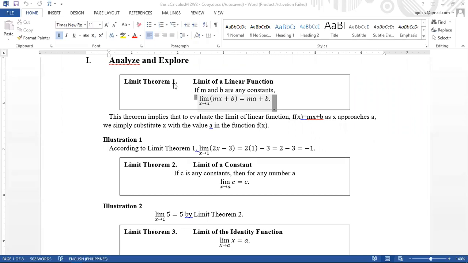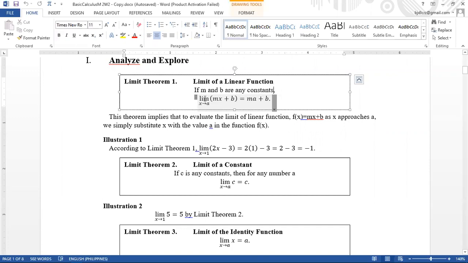Okay, for limit theorem 1, the limit of a linear function. If m and b are any constants, then the limit of mx plus b as x approaches a is equal to ma plus b. We substitute a, which is our x, directly into the function. So it becomes ma plus b.